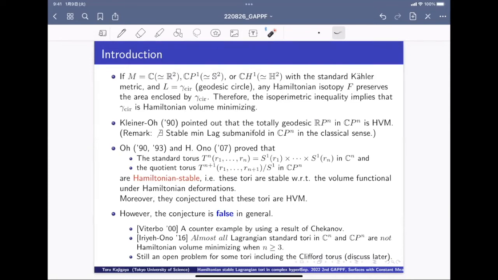There is still an open problem for some tori, including the Clifford torus, which we discuss later. But this is a related result, especially in the complex Euclidean space and the complex projective space.